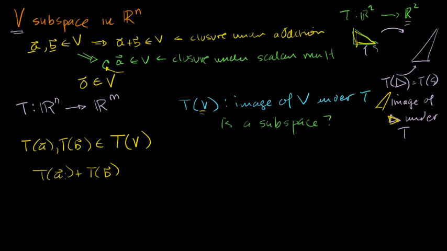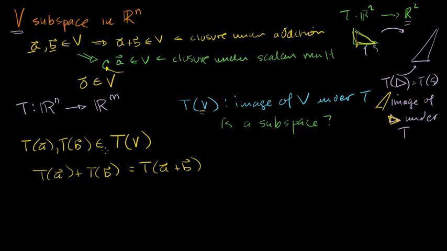And the way I've written this, these are two arbitrary members of our image of V under T, or maybe I should call it T of capital V. These are two arbitrary members. So what is this equal to? Well, we know from our definition of linear transformations, the sum of the transformations of two vectors is equal to the transformation of the sum of their vectors.